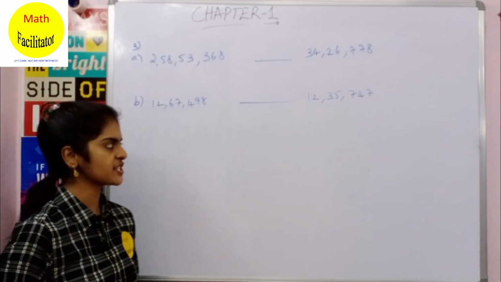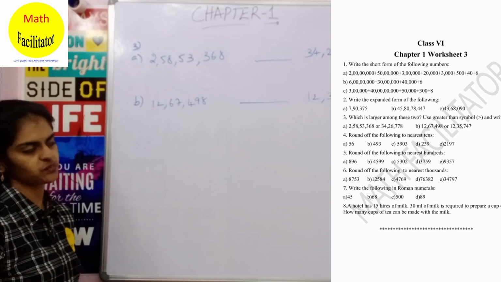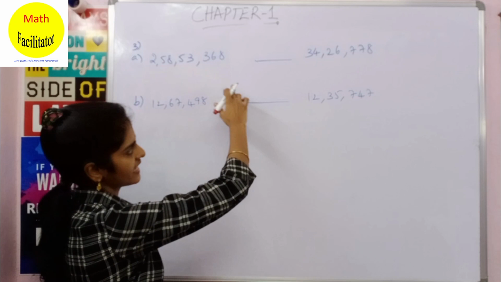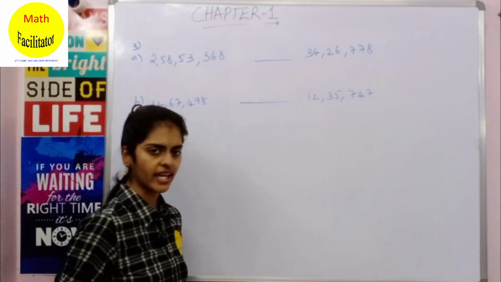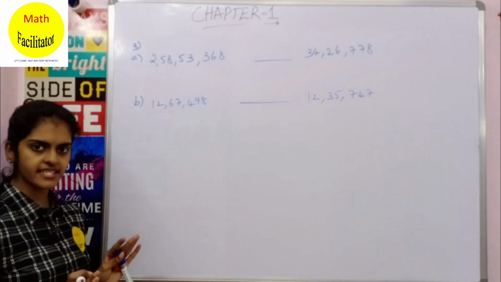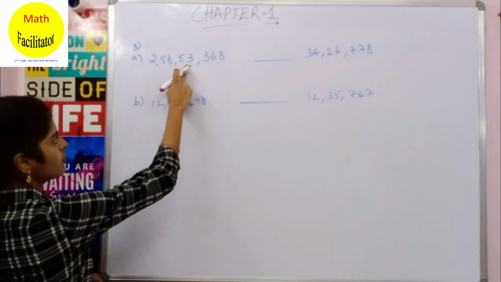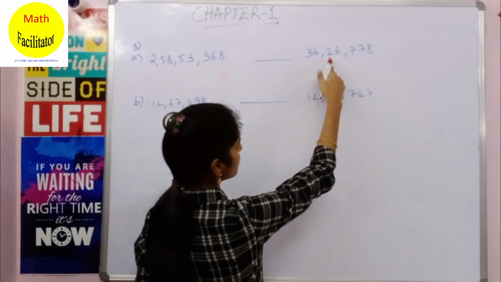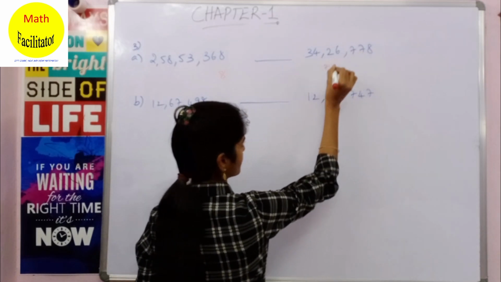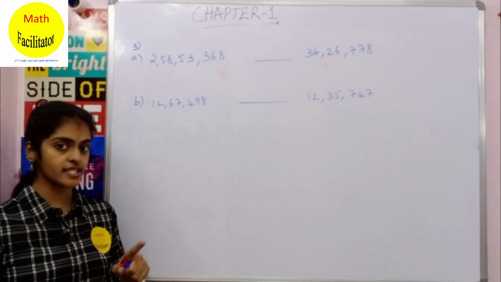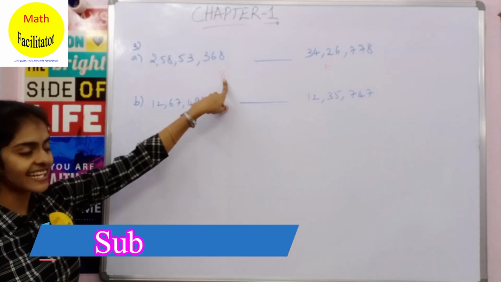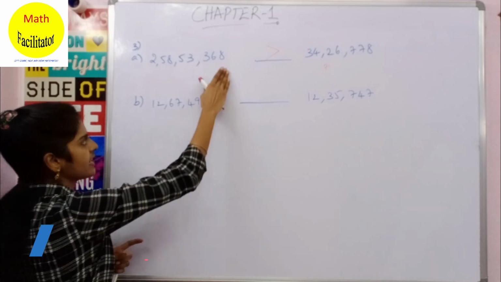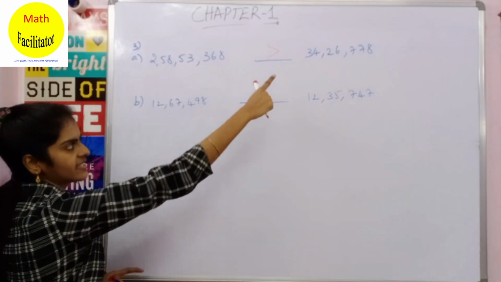The next question is you have to find the bigger value among these two. Okay, so you have 2, 5, 8, 5, 3, 3, 6, 8 and 3, 4, 2, 6, 7, 7, 8. Firstly you'll count the number of digits. Here you have 8 digits and here you have 7 digits. I explained in the concept video that the number which has a greater number of digits is always greater. So simply you can say that this number is greater than the other.